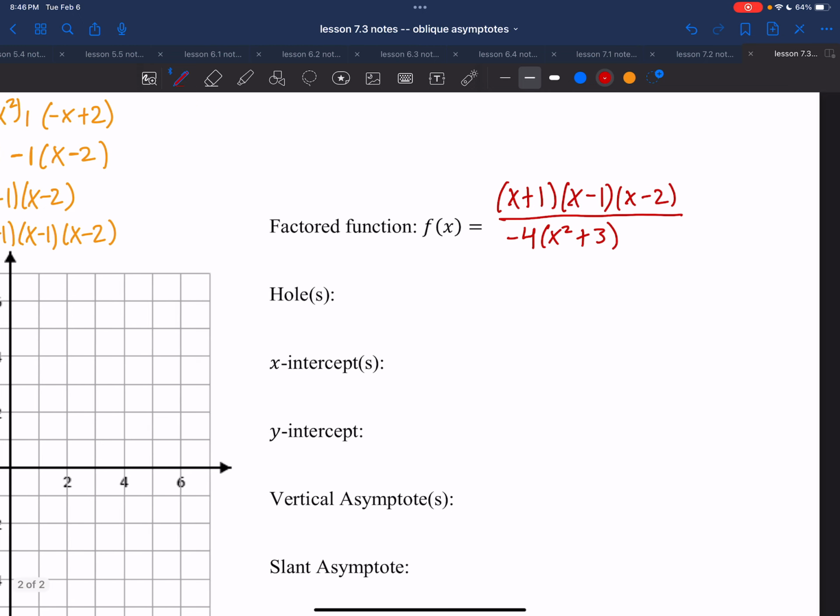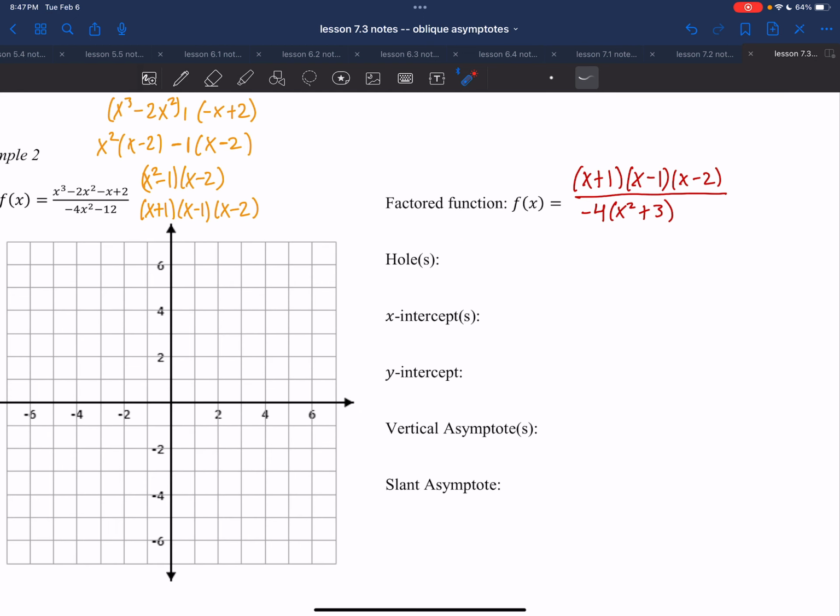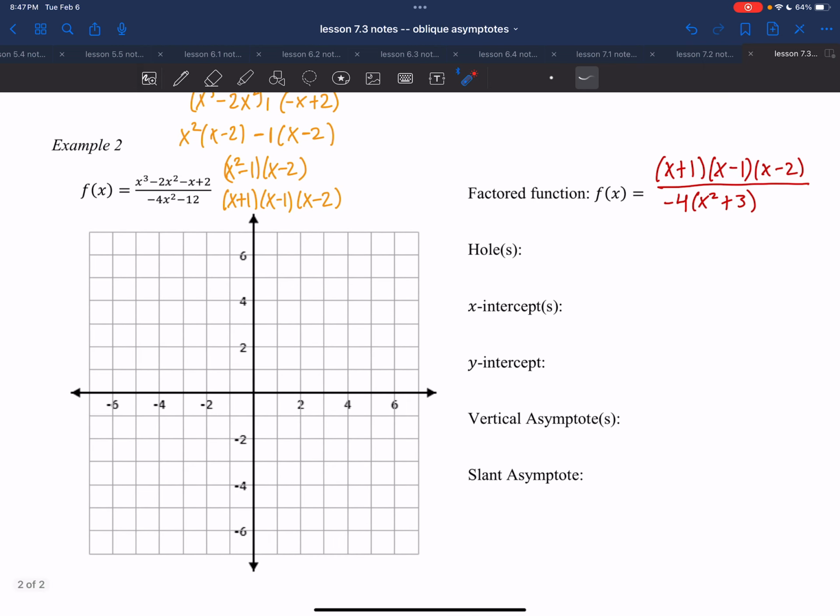Okay. Sorry, I was just writing that down. So I've got this. I took a GCF of -4 down from the bottom denominator, and I fully factored this expression. I've factored it. I'm good, right? Are there holes? No. I don't see any common factors on top or bottom. None.